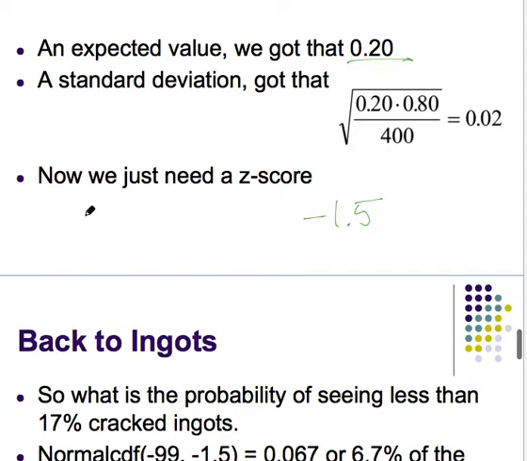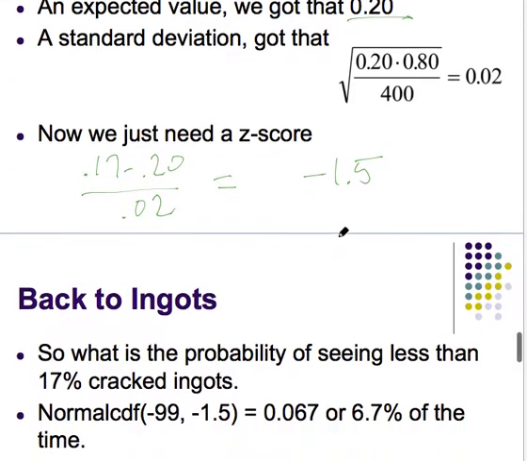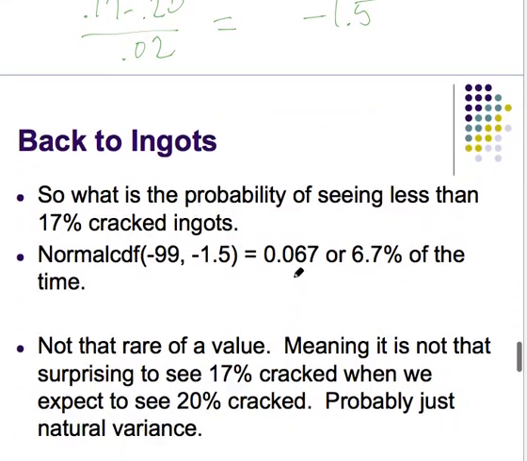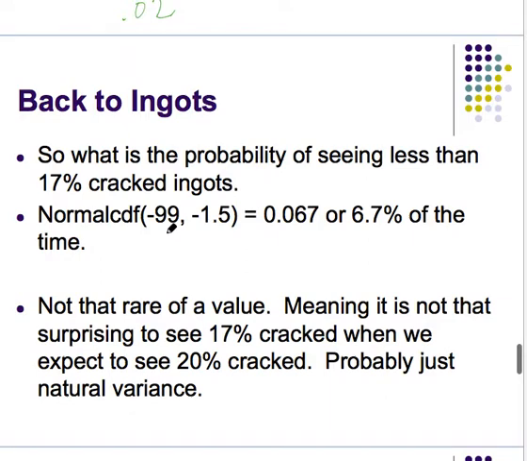Because we have 0.17 minus 0.20 divided by the standard deviation 0.02, and that equals negative 1.5. Okay, so now we're going to look on our normal curve. So our normal CDF, negative 99 to negative 1.5, and we get 6.7% of the time that we're going to see that 17%. Well, that doesn't seem quite that out of the ordinary. 6% of the time it's just going to happen, and that's really not that rare.